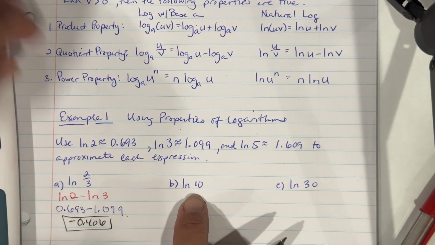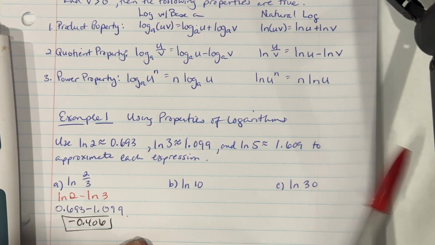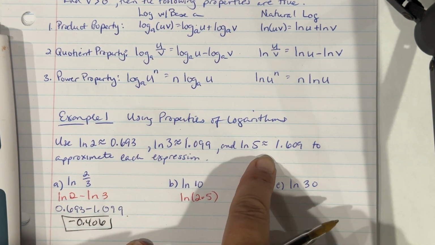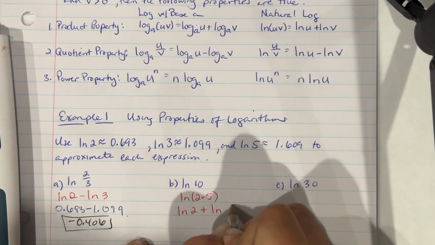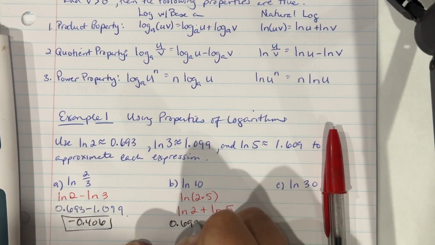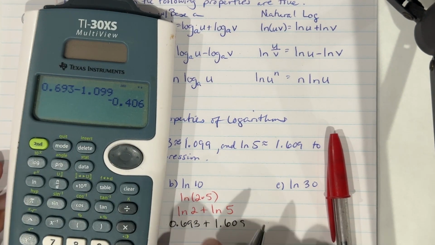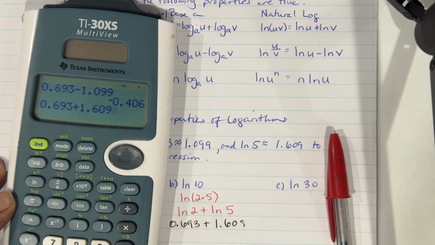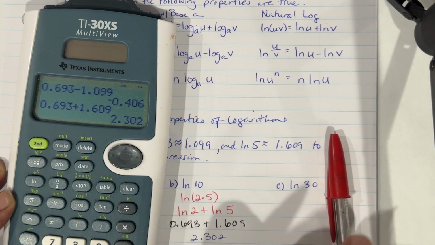In part B, it says ln of 10. Well, ln of 10 can be written as a product of numbers. So we're going to rewrite it as ln of 2 times 5, since 2 and 5 were given to us. Now I see ln of 2 plus the ln of 5. So now we're doing 0.693 plus 1.609, and we end up with 2.302.